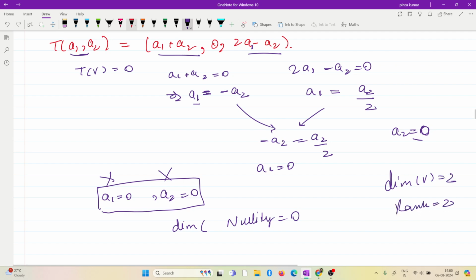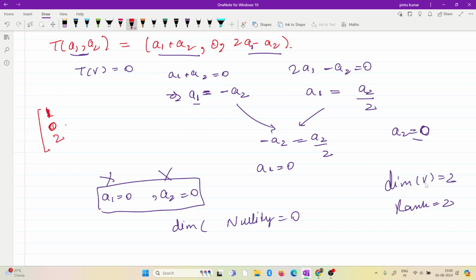But we can verify that too, right? So if you find the images, there are three elements in the range space. Rank is 2, so nullity should be 1, no?